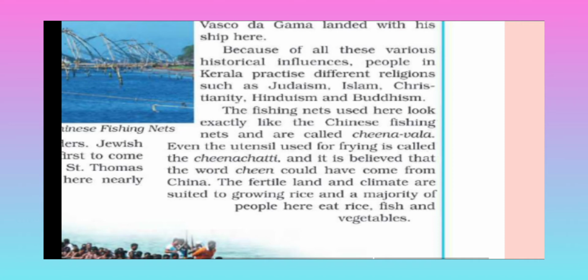The fertile land and climate are suited to growing rice, and a majority of people here eat rice, fish and vegetables. Okay, so people believe that the frying pan is called the Chinna chatti, and that this word derived from China. So because of this business and trade, the people came in contact with many different cultures. So their culture is different and people have started to follow many religions.